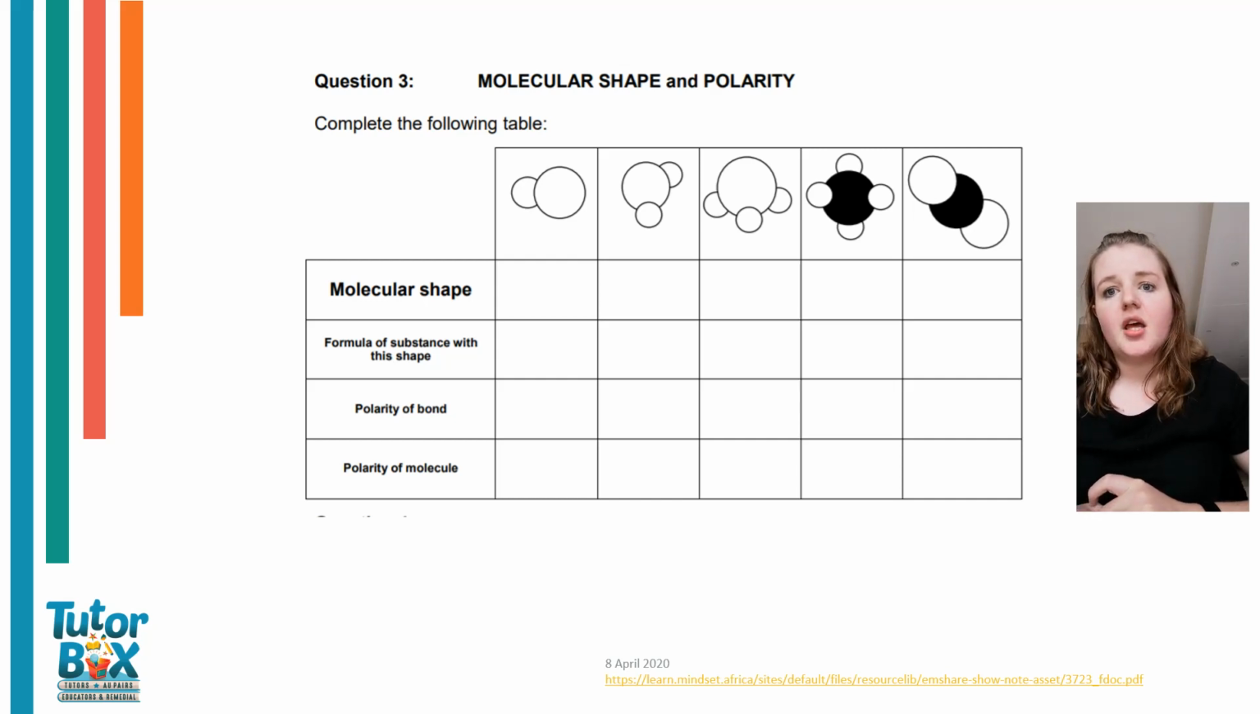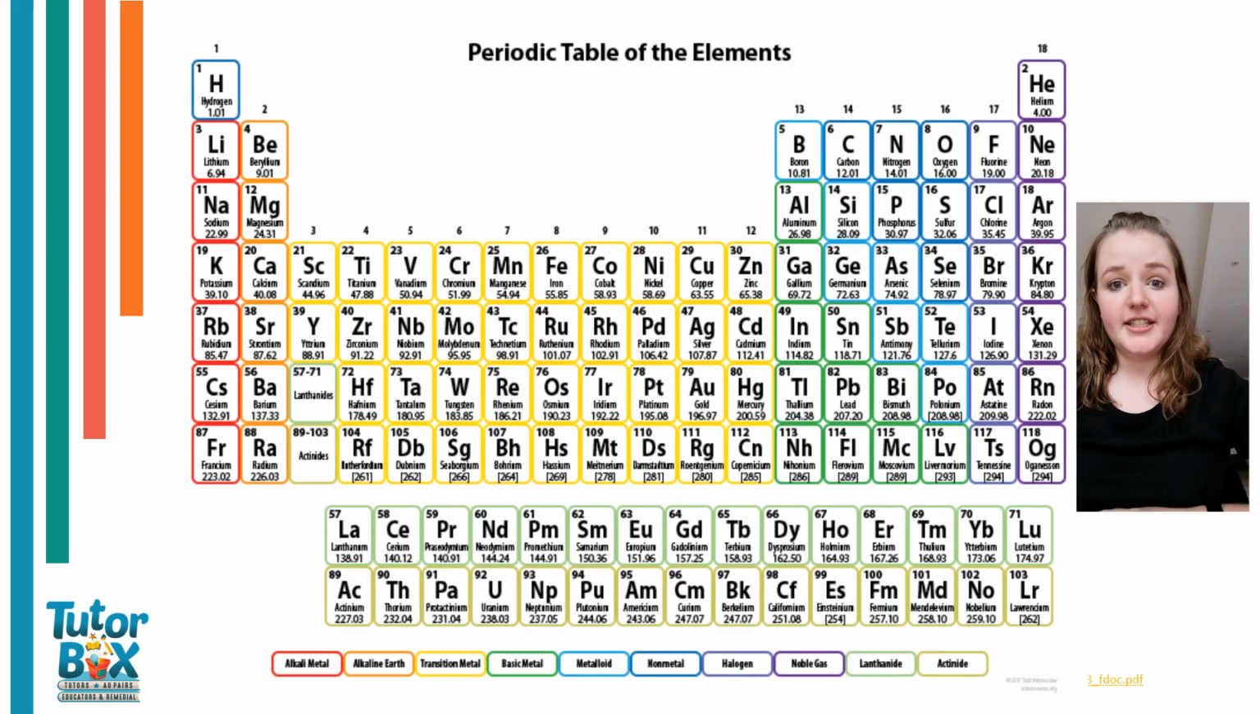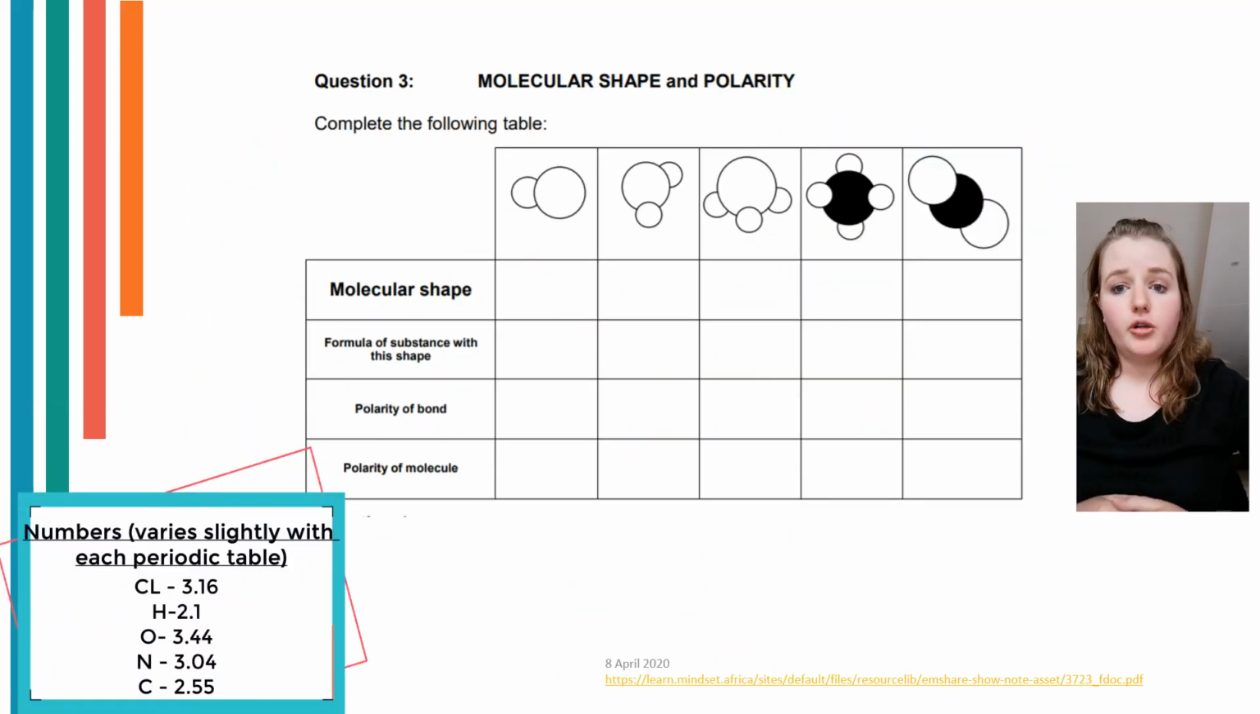Next, it's the polarity of the bond. This is where you have to bring out your periodic table and look at your electronegativity differences. For example, we've said hydrogen and chlorine. There is an electronegativity difference there, so therefore the bond is polar. Then linked to that, the polarity of the molecule. Because it's asymmetrical and there's a polar bond, it is therefore a polar molecule.